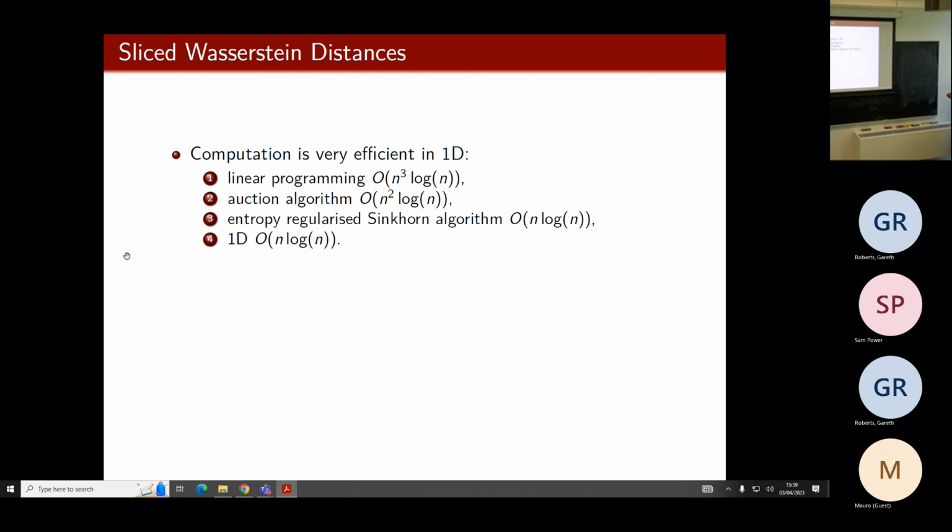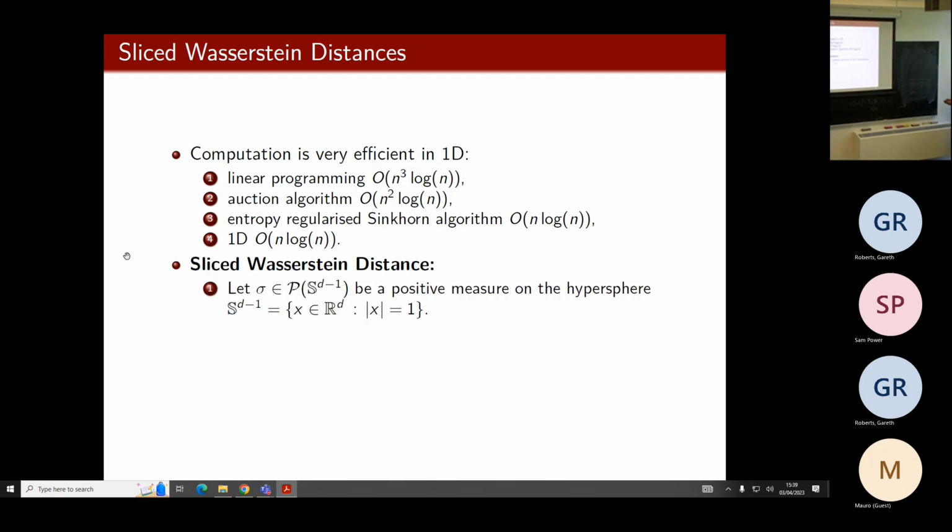But anyway, in 1D you're essentially just solving a sorting problem, which, although in theory in the same order as the sort of synchrone algorithm, in practice is always going to be much, much quicker. So the point here is that 1D is really quick, and in high dimensions you have to do something much slower. So what people want to do is say, if you have a d-dimensional problem, let's just look at this over slices.